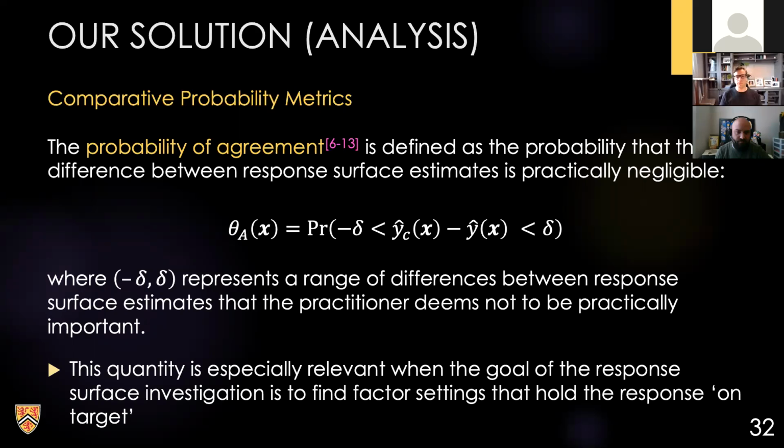Now, this particular metric, and I'll talk about the second one in a moment, is particularly useful if your goal of RSM was to hold your response on target, to figure out which values of your factors, which levels of the factors would keep your response operating within some tolerance that is acceptable. Now, that is a useful RSM endeavor and a useful way of thinking about optimization, but arguably the more common application of RSM is for purposes of maximization or minimization.